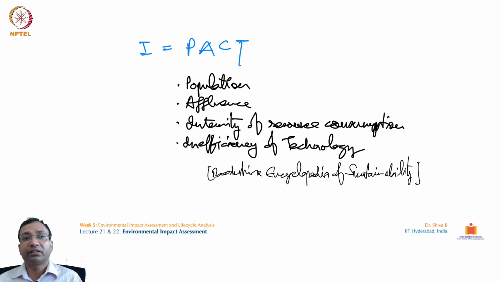With this analogy, the researchers have given this concept: I equals PACT. I is the impact, P is population, multiplied by affluence, multiplied by intensity of resource consumption, and that is again multiplied by inefficiency of the technology. So impact equals a multiplication of all of these put together. This is the analogy the researcher has spoken about here, and they have also spoken about dematerialization. So what is dematerialization?